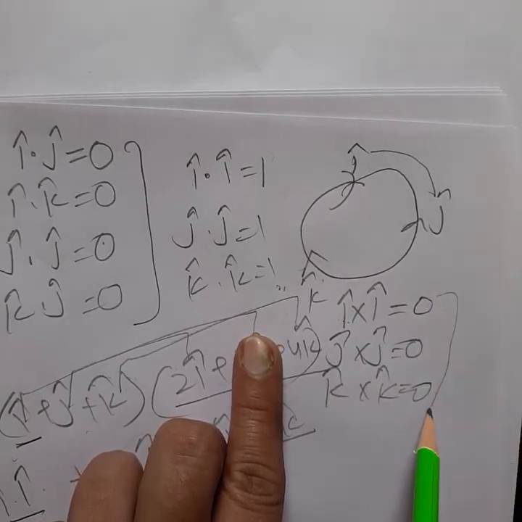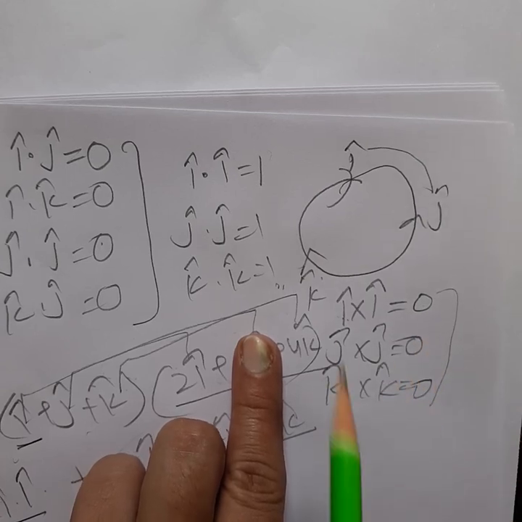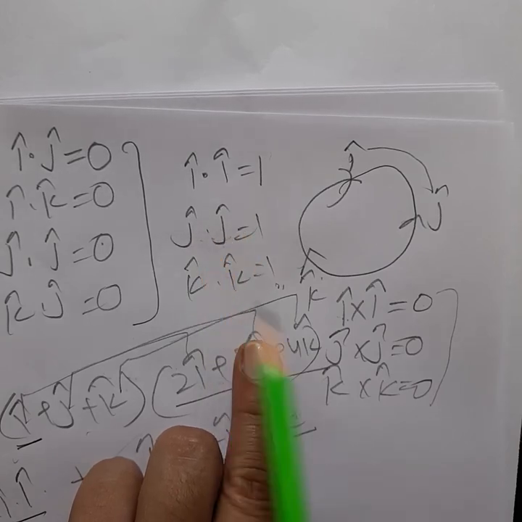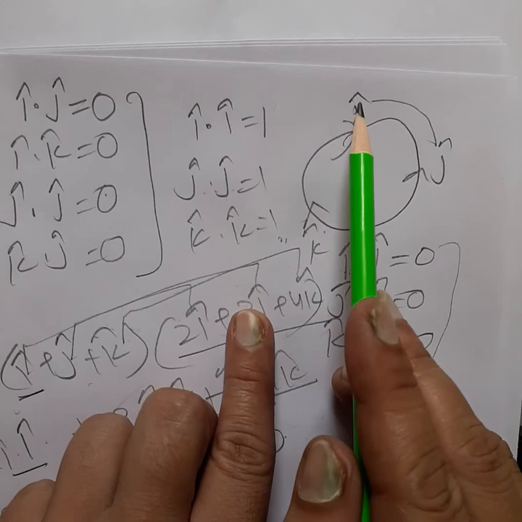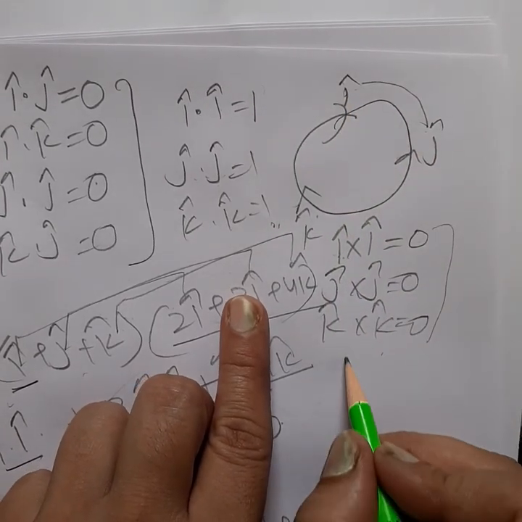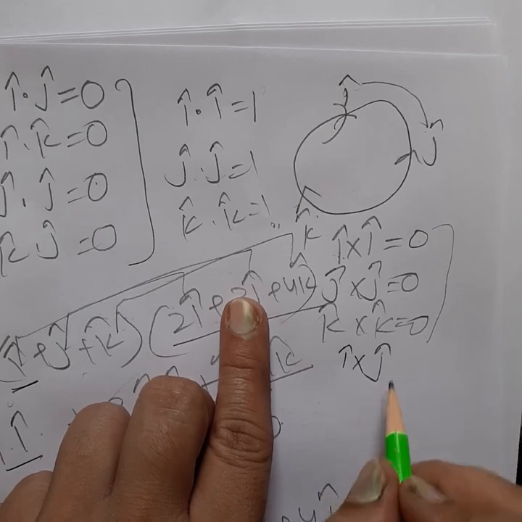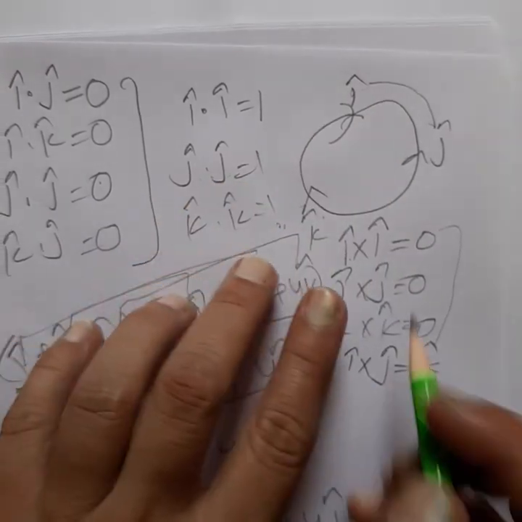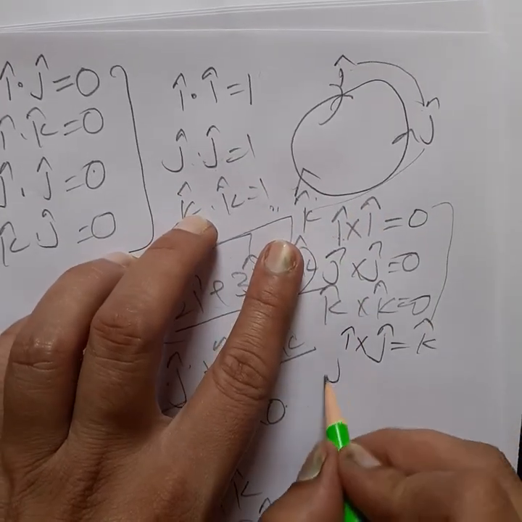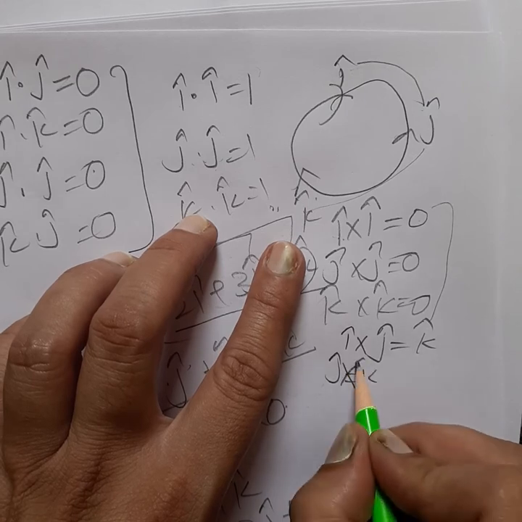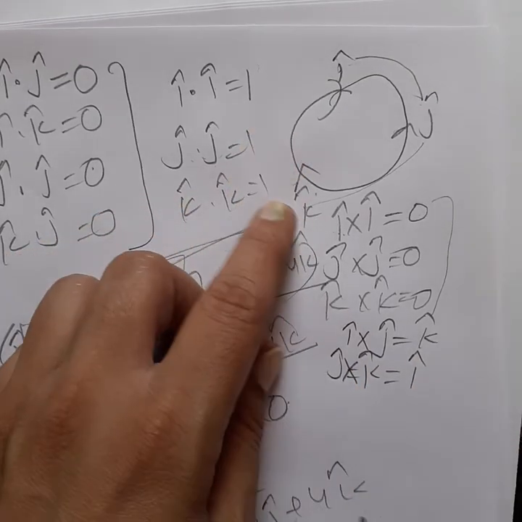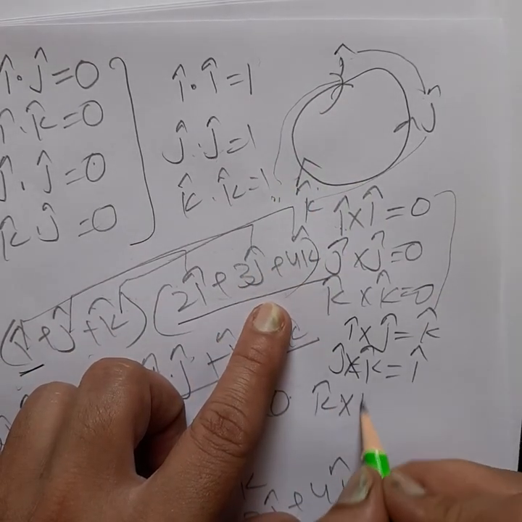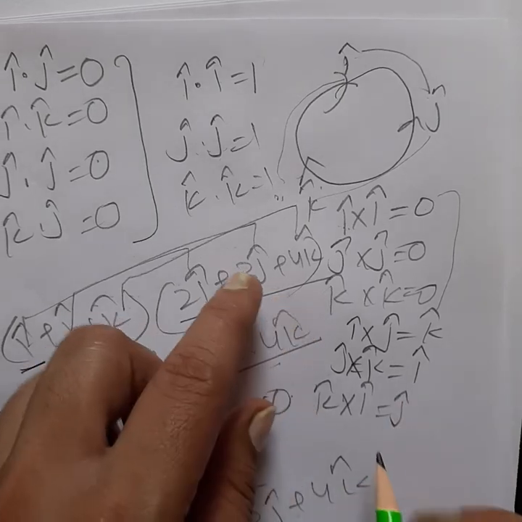Students, this is the vector product, we can call it a cross product. This is the dot product, and we have questions on both the dot product and the cross product. If we multiply i with j, we get k, because it is going in the clockwise direction. If we multiply j with k, you get i. And if you multiply k with i, you get j, because you are going in the clockwise direction.